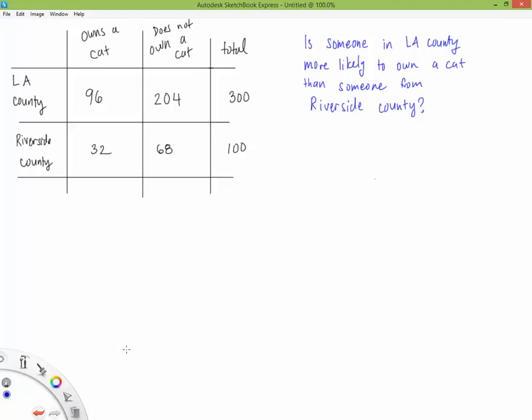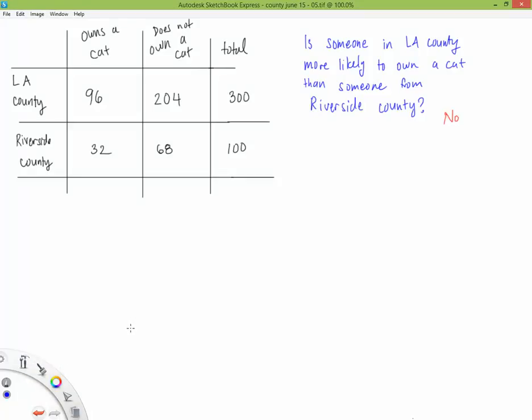All right, so go ahead and take a moment to try to answer this question. Okay, well, I hope you guys took a moment to figure that out, and we'll go over the answer. So, what is the answer? Is someone in LA County more likely to own a cat than someone from Riverside County? The answer is no.